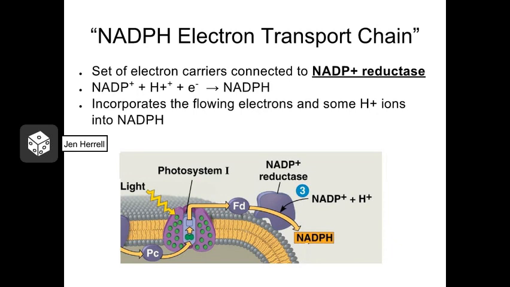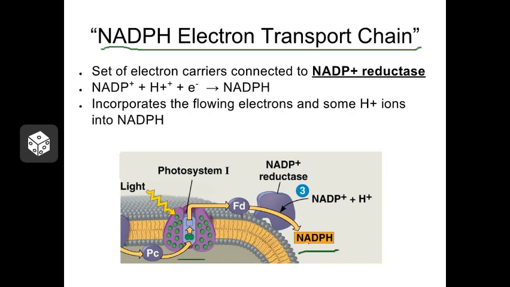The second electron transport chain doesn't have an official name either, so I'm unofficially calling it the NADPH electron transport chain, or the NADPH ETC. It extends from photosystem 1 to the end of the chain, where NADPH is made. This system is much simpler than the other electron transport chain.